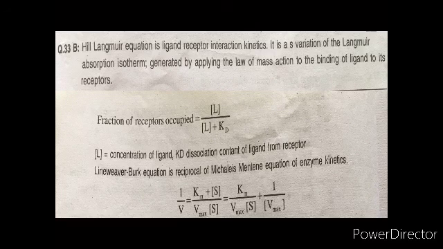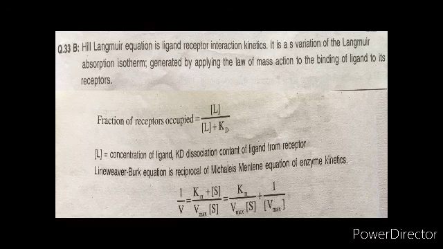Now the next question is about equilibrium. At equilibrium, the receptor occupancy is related to drug concentration by which equation? Henderson-Hasselbalch, Hill-Langmuir equation, Langmuir adsorption isotherm, or Lineweaver-Burk equation. Now the Hill-Langmuir equation describes ligand receptor interaction kinetics. This is a variation of the Langmuir adsorption isotherm generated by applying the law of mass action to the binding of ligand to its receptors.